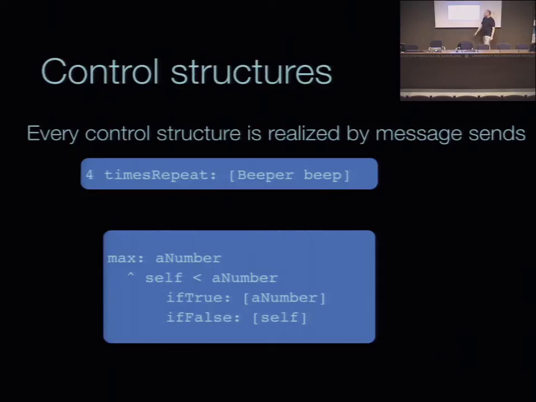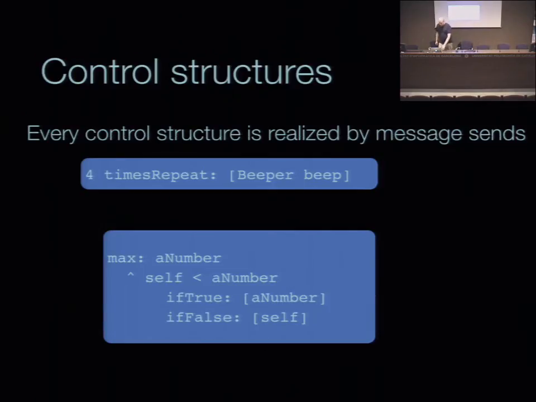For example, on number, we have max, which just returns the maximum of 2 numbers, and this is implemented using ifTrue:ifFalse:. We say, if self is smaller than a number, if true, we execute this block. If false, we execute that block. And ifTrue:ifFalse: is again a normal method in the system.